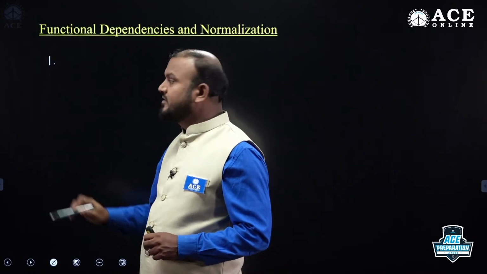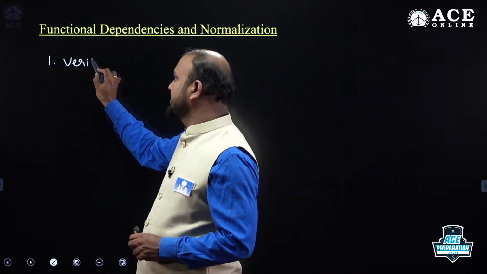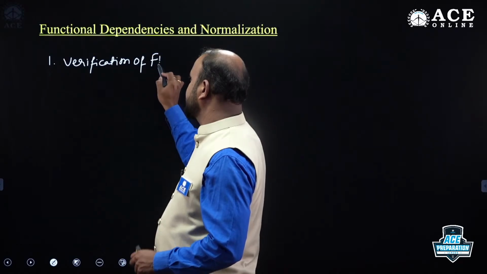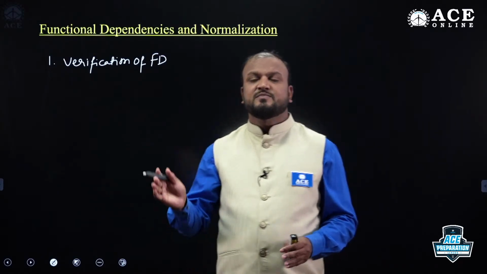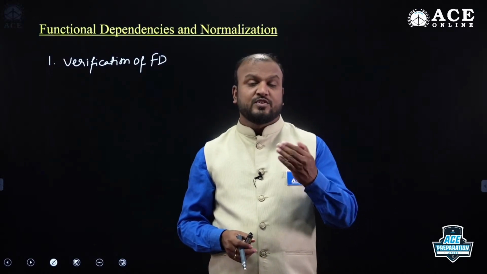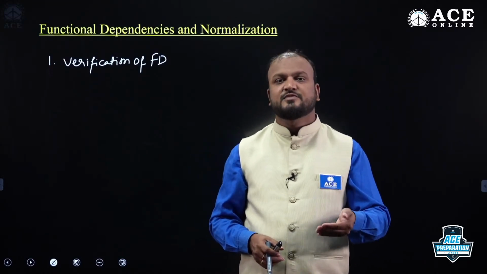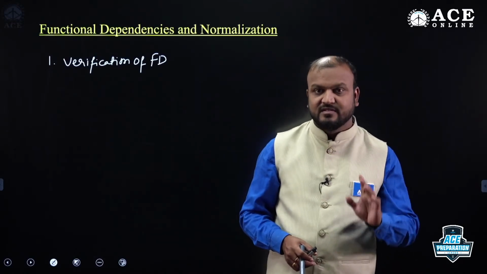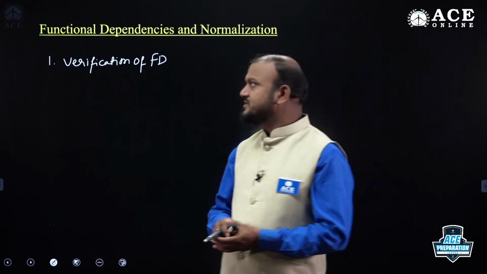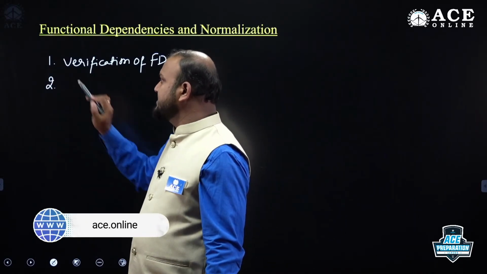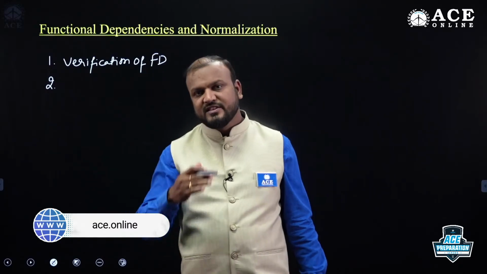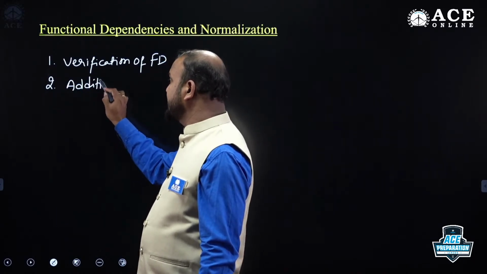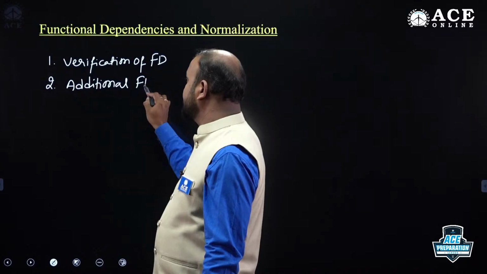The first category is verification of dependencies. Questions are asked on verification of functional dependencies. Some relation is given and some set of dependencies are given. The question is, which of the following dependencies are satisfied over the relation? Or which of the following dependencies are not satisfied over the relation? That kind of question is asked. This is the first case. The second case is that they give a relation with some dependencies and ask which of the following additional dependencies is possible over the relation.